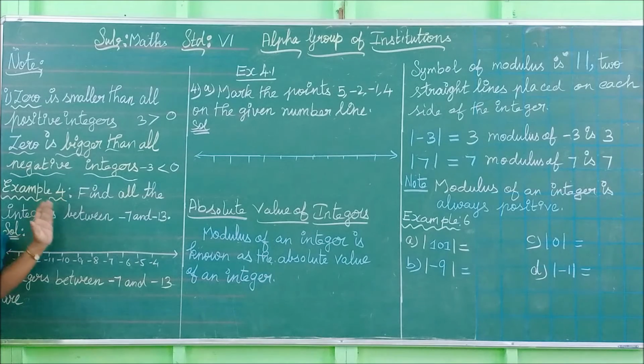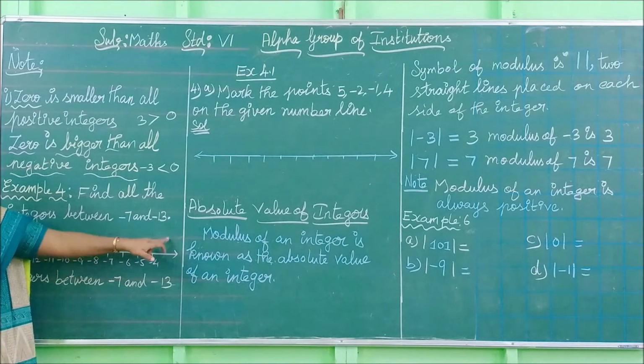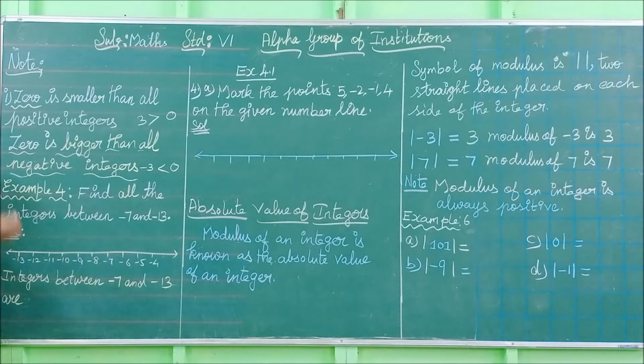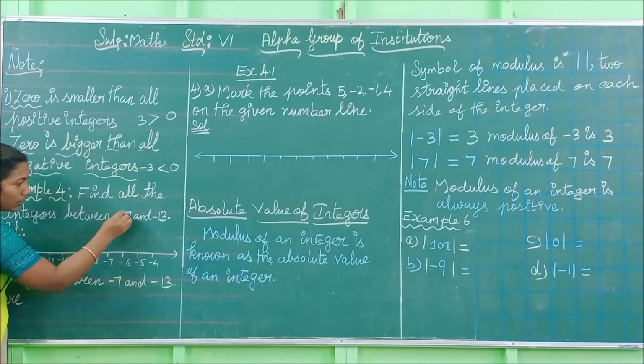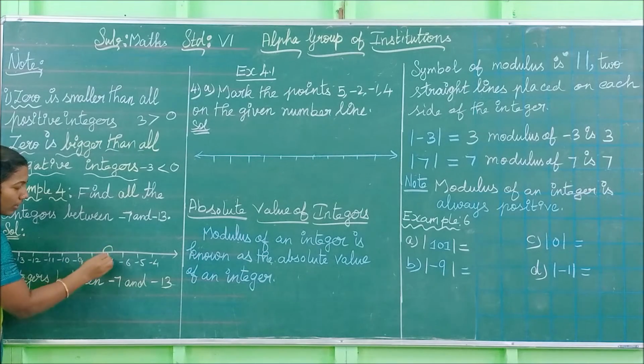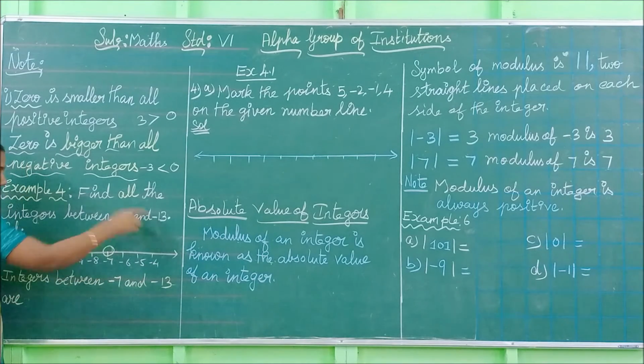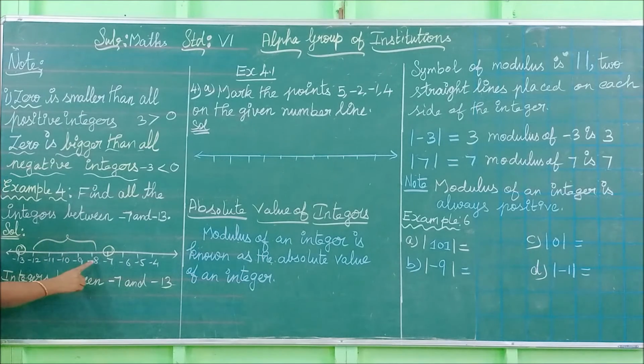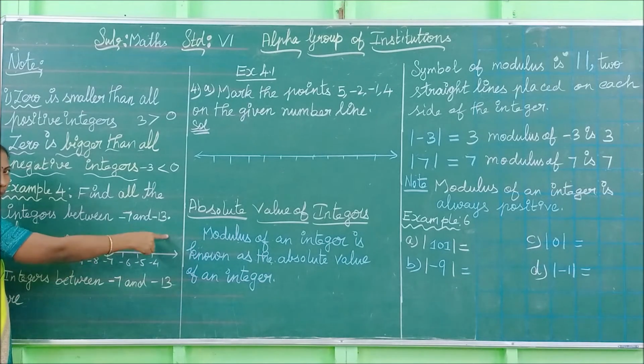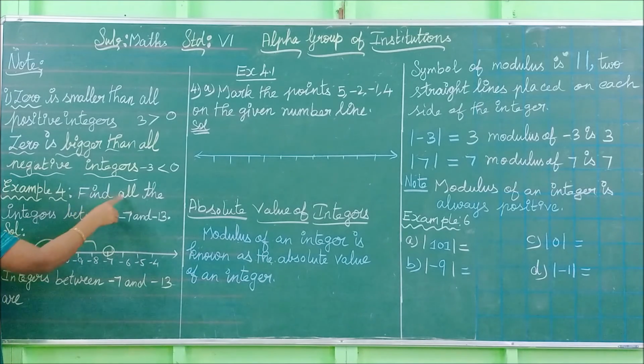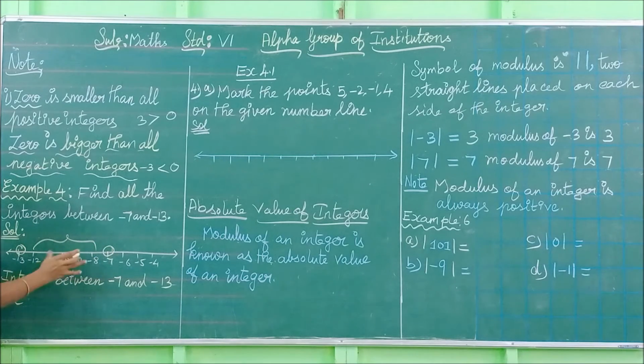What is our question? We have to find the integers that lie between minus 7 and minus 13. So we have to find what numbers lie between the given two numbers. What are the given two numbers? This is minus 7 and this is minus 13. Now we have to find what integers lie between these two numbers. What are the numbers? Minus 8, minus 9, minus 10, minus 11, minus 12. We have to exclude minus 7 and minus 13. Why? In the question they are asking, find all the integers between. Between means you have to exclude the boundaries. So we have to write the in-between numbers only.